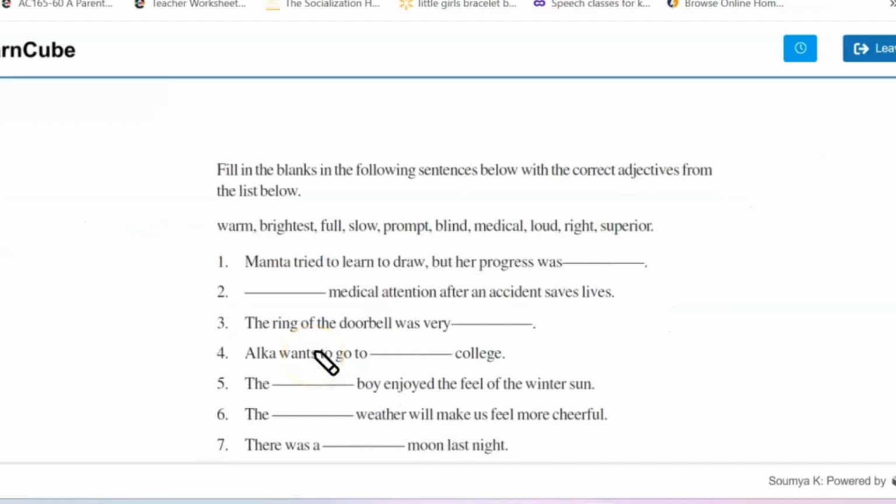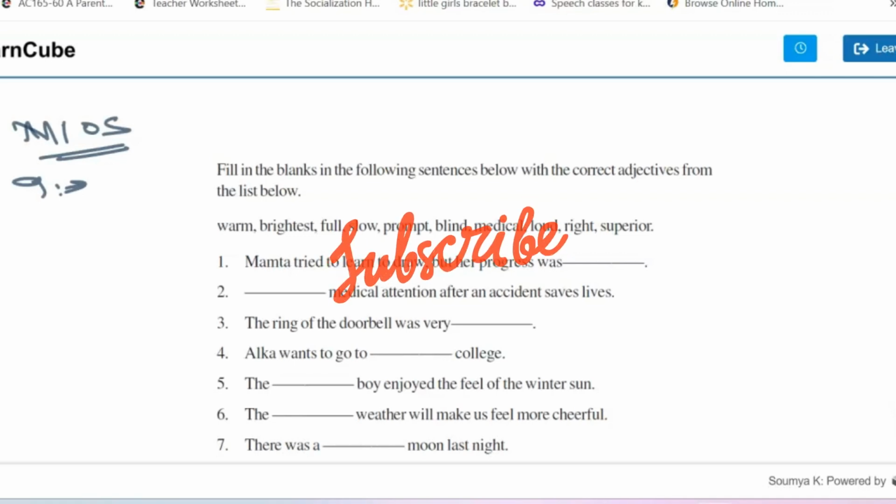These exercises are taken from the text of NIOS Senior Secondary Course Lesson 9, My Son Will Not Be a Beggar. From that lesson we have taken out this portion, and this is the last topic in the lesson. So let's start and read this one. Mamata tried to learn to draw, but her progress was blank. So here some words are given and you have to find out the correct adjective to fill in the blanks.